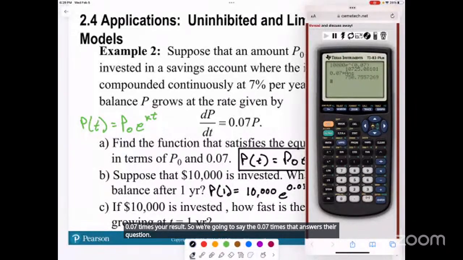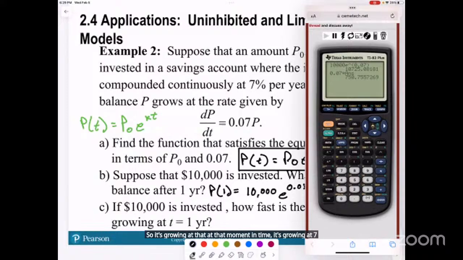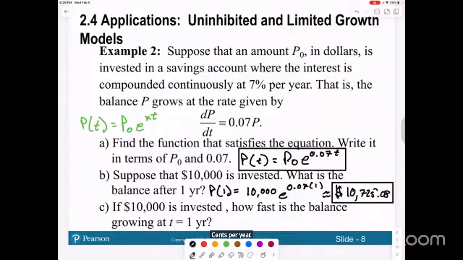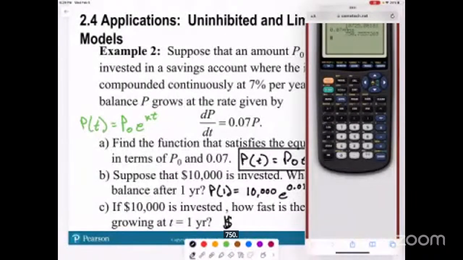So it's growing at that moment in time. It's growing at $750.76 per year.